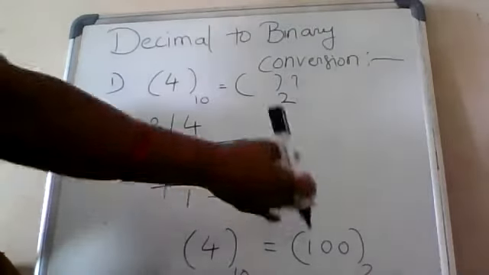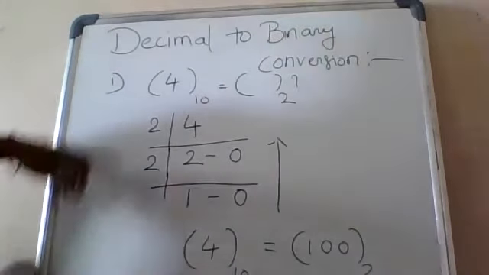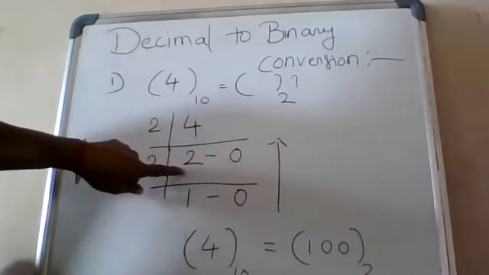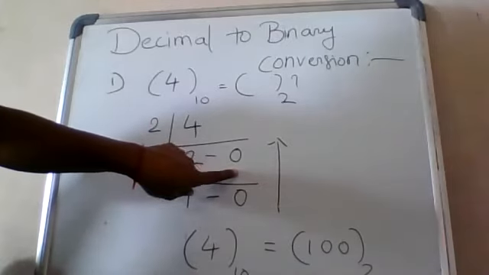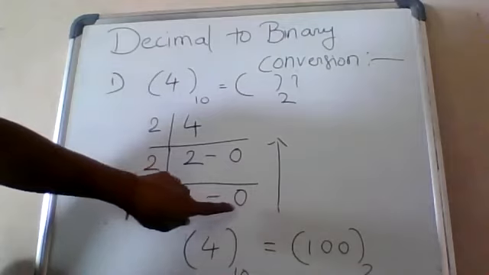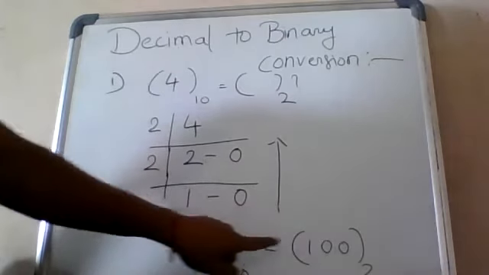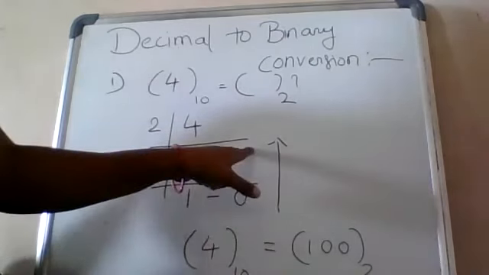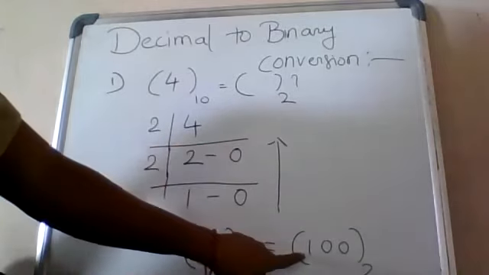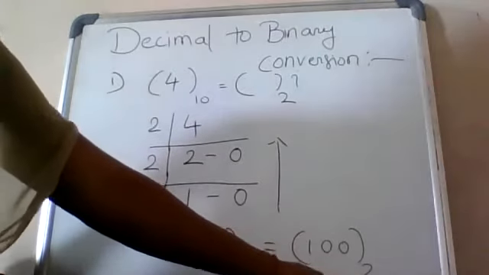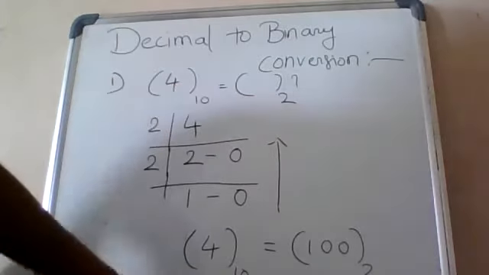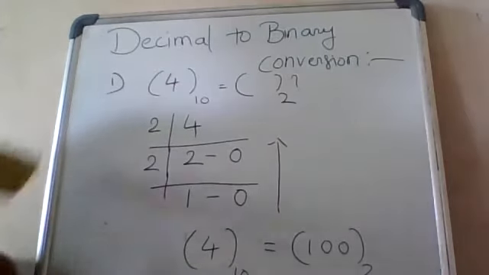This is a decimal to binary conversion. 4 divided by 2, 2 twos are 4, remainder 0. Next, 2 1s are 2, remainder again 0. So 1 0 0. You should write in the upward direction: 1 0 0, base 2. Decimal to binary.